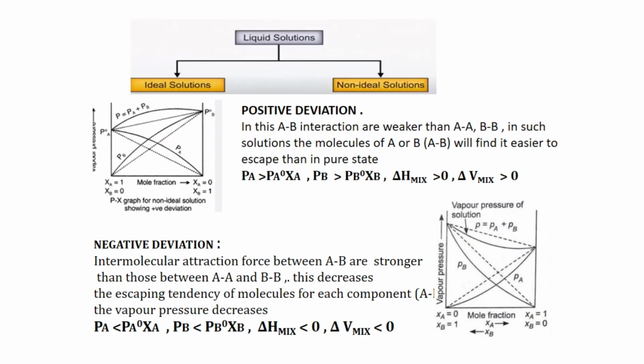Again, solutions, we can classify them as ideal and non-ideal solutions. Non-ideal solutions show positive deviation. In this, the A-B interactions are weaker than A-A and B-B. The vapor pressures are higher than that of Raoult's law. Negative deviations: in this, the A-B interactions are stronger than A-A and B-B. The vapor pressures are lower than in the case of Raoult's law.